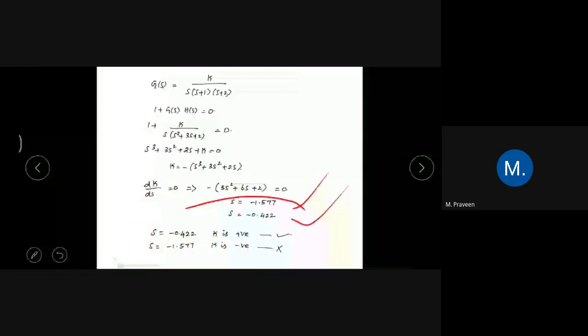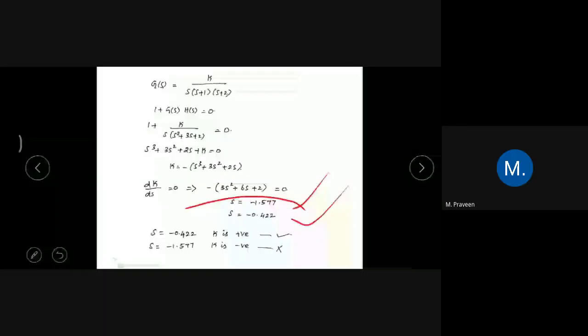We know the procedure to check breakaway. Take the values of s and substitute in the K equation and check whether K is positive or negative. If K is positive, that s value is a breakaway. If K is negative, that point is not a breakaway. I take that value and I'm getting K is positive. So obviously that will be a breakaway point for this problem.